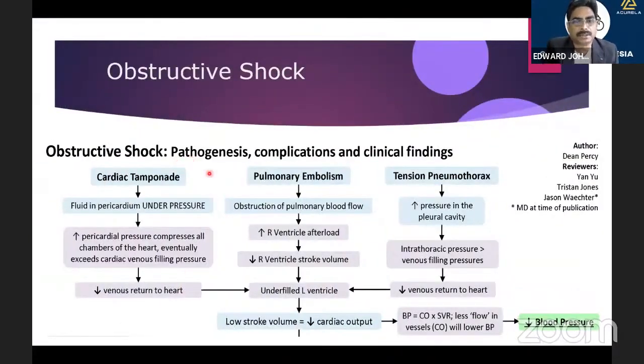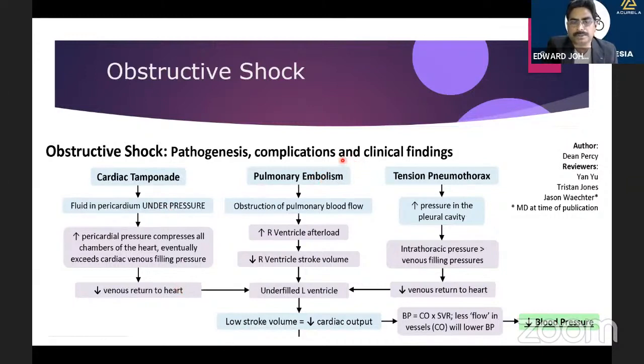So coming to the last, that is obstructive shock. In obstructive shock, there are three types: cardiac tamponade, pulmonary embolism, and tension pneumothorax. So in cardiac tamponade, what happens? There is fluid around the heart. So the ventricular filling will be reduced. So the venous return is also reduced and ventricular filling is reduced.